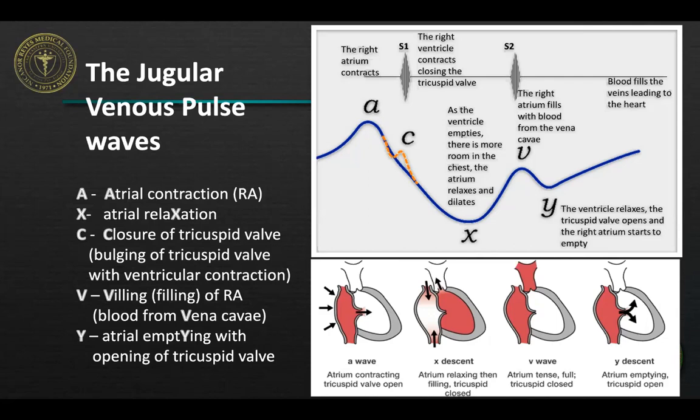And V is filling, so filling of the RA. The blood from the vena cava fills up the right atrium. Y is atrial emptying, with opening of the tricuspid valve. So these waves, A, X, C, V, and Y, make up the jugular venous pulse waves.